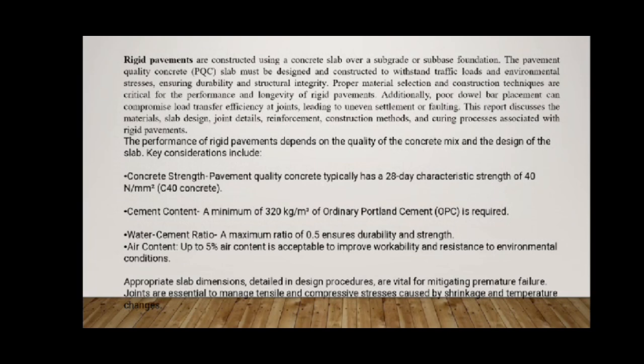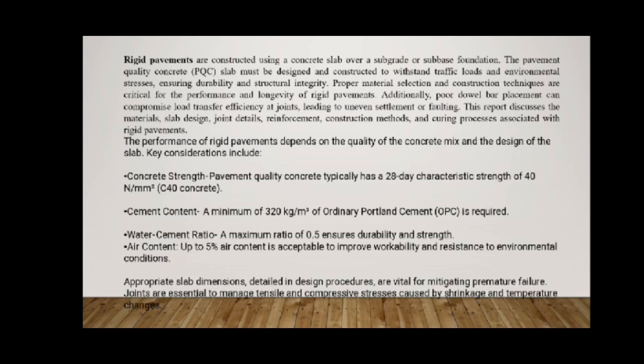Rigid pavements are constructed using a concrete slab over a subgrade or sub-base foundation. The pavement quality concrete (PQC) slab must be designed and constructed to withstand traffic loads and environmental stresses, ensuring durability and structural integrity. Proper material selection and construction techniques are critical for the performance and longevity of rigid pavements. Additionally, poor dowel bar placement can compromise load transfer efficiency at joints, leading to uneven settlement or faulting. This report discusses the material, slab design, joint details, reinforcement, construction methods, and curing process associated with rigid pavements.